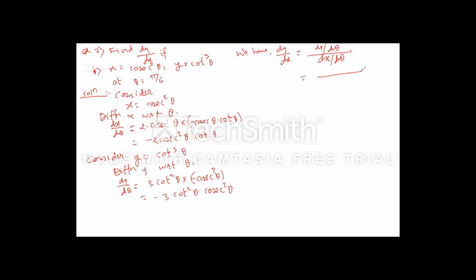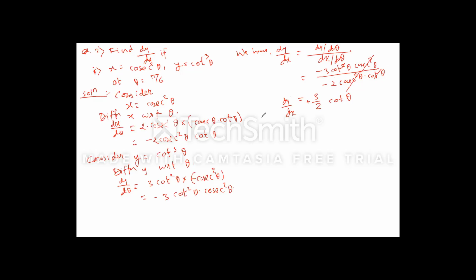So put the value of dy by d theta, that is minus 3 cot square theta into cosec square theta, and the value of dx by d theta is minus 2 cosec square theta into cot theta. Okay. What will happen? Minus minus become plus. Now there is cosec square, there is cosec square, cancel. One cot will be cancelled. So left is cot theta. So this is our dy by dx.